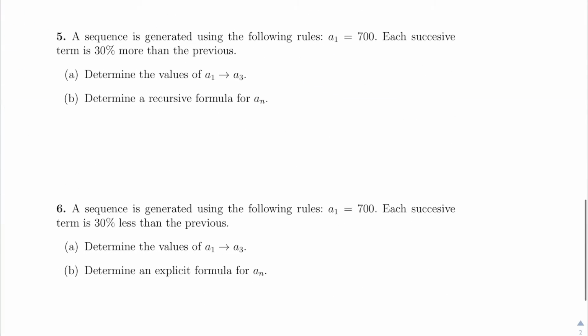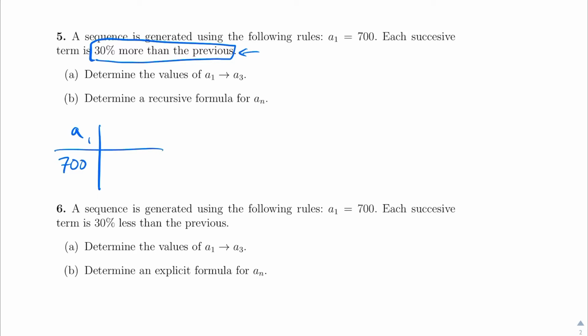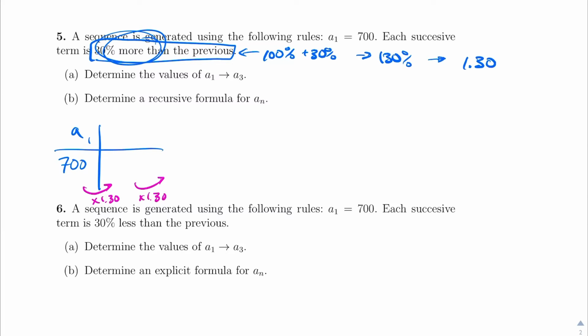The sequence is generated using the following rules. A1 is 700. Each successive term is 30% more than the previous. 30% more means we have the original 100% of the previous plus an extra 30%. So we get 130%, which when we divide by 100 is 1.30. So each term is 130% of the previous, so we're going to do times 1.30 times 1.30, and let's see what that gives us.